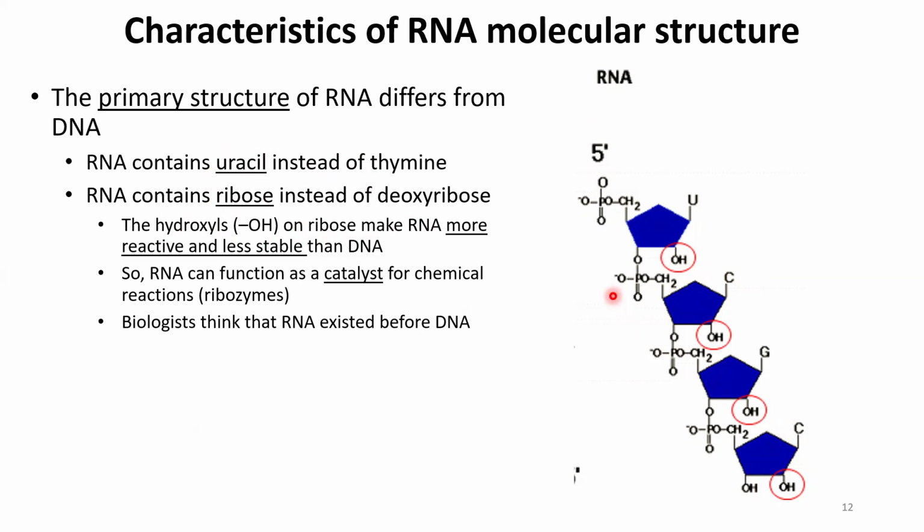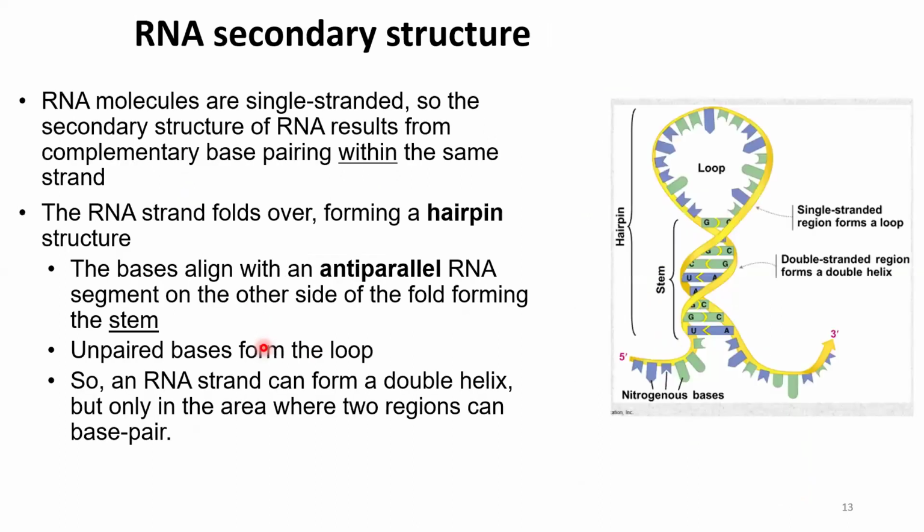It can also catalyze different chemical reactions. These RNAs that are catalysts are called ribozymes. And biologists tend to think that these RNA existed way before DNA was involved. So now the secondary structure, they are single-stranded, and the structure itself results from complementary base pairing when it folds over each other within that same strand itself.